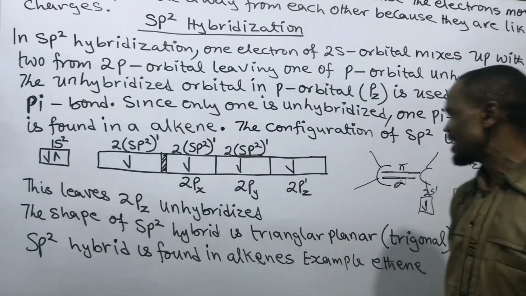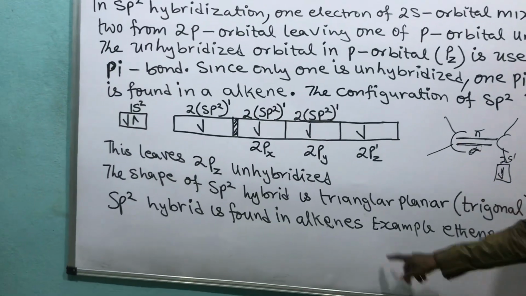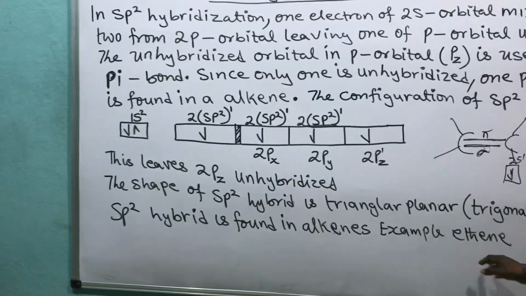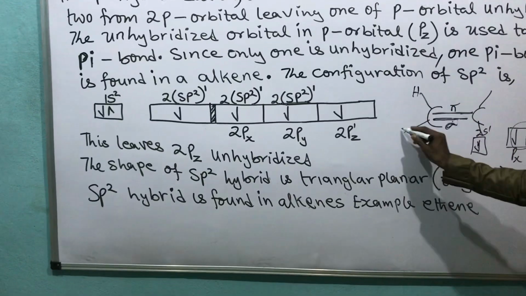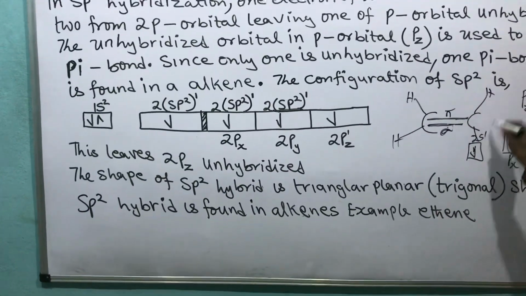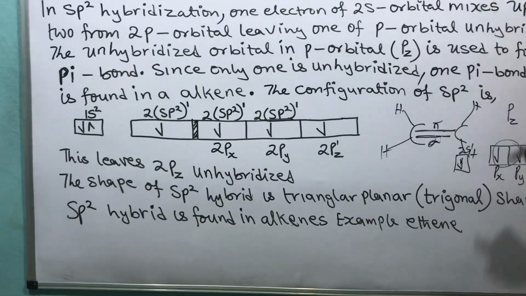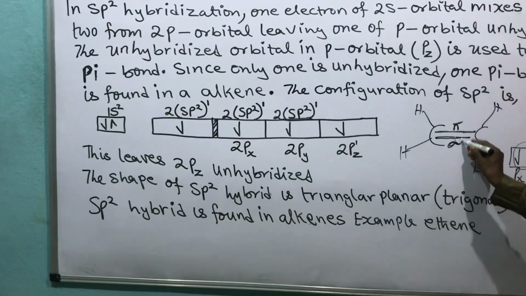It's found in the what? Alkene, which I've said is found in alkene. An example of alkene we have there is what? Ethene. The first bond of alkene is what? Ethene. If I put hydrogen here, and hydrogen here, and hydrogen here, and hydrogen here, I form what? Ethene. And inside this ethene, we have what? Pi bond and what? Sigma bond.